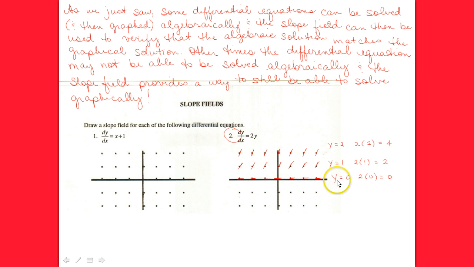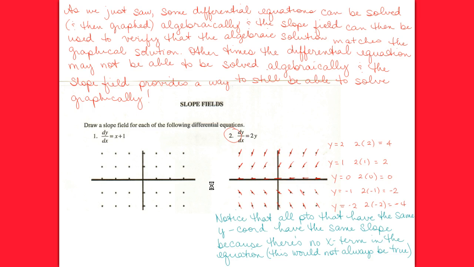Then we could plug in 0 and we'll get a slope of 0, so horizontal lines all across there. And then plug in -1 and -2 and we'll get slope of -2, slope of -4. Now again, notice our shortcut. Notice that all the points that have the same y coordinate have the same slope, and that's because there's no x term in this equation. So again, that's not always going to be true, but when I get to the matching, that'll be a big clue for me to help match my functions with the slope fields.